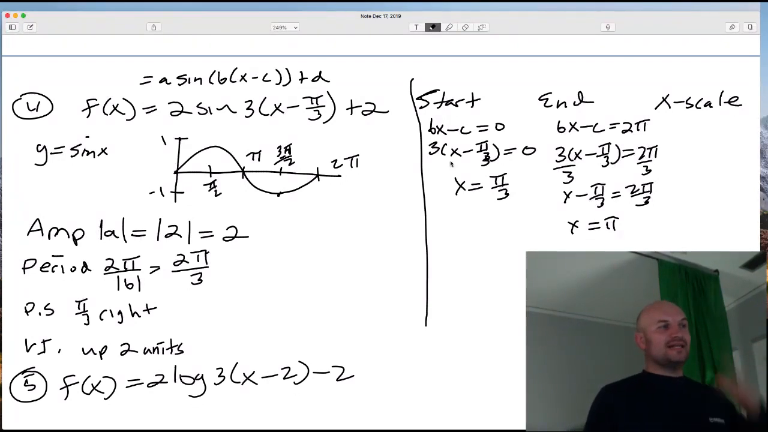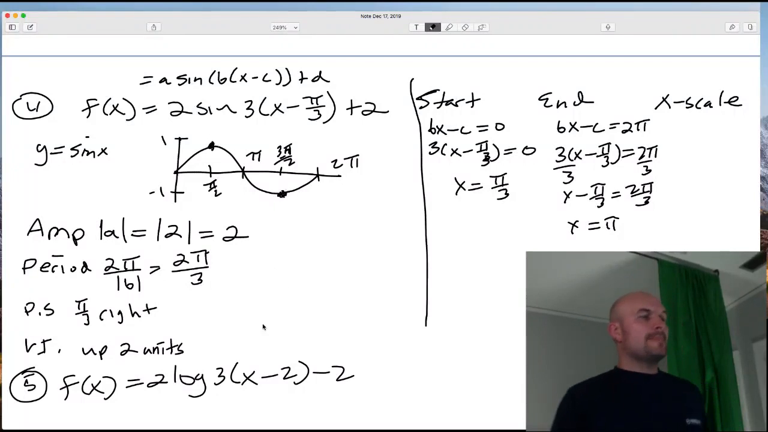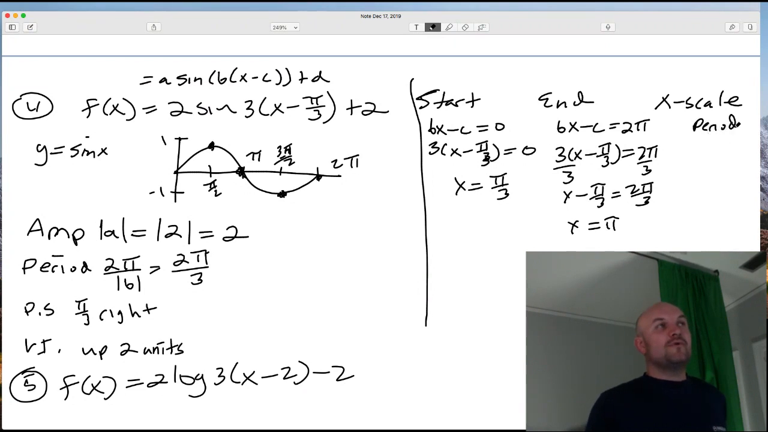Now the x-scale is how often that graph is going to, like where all these important points are. You can see these important points happen every, in this case, every pi halves, right? So you have either a max, an intercept, a min, and then a max, or an intercept. So to find the x-scale, all you're going to do is take the period, and this is only for sine, cosine, cosecant, and secant.